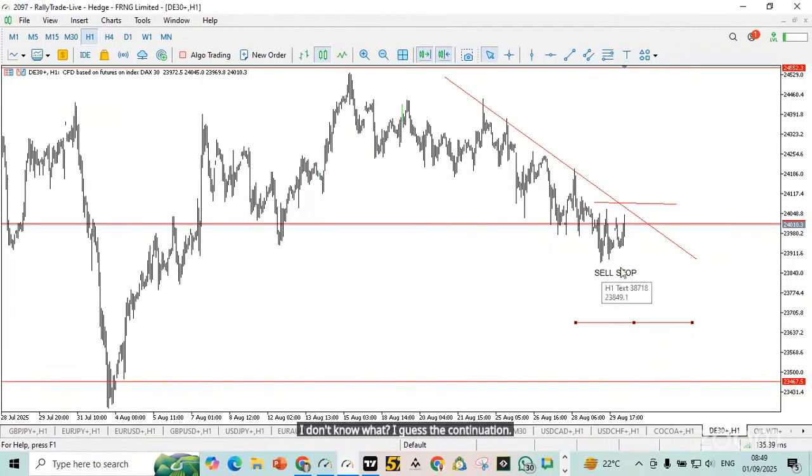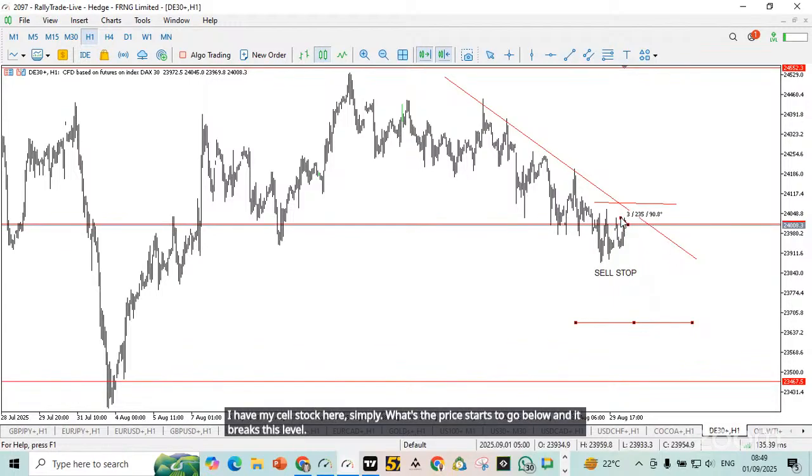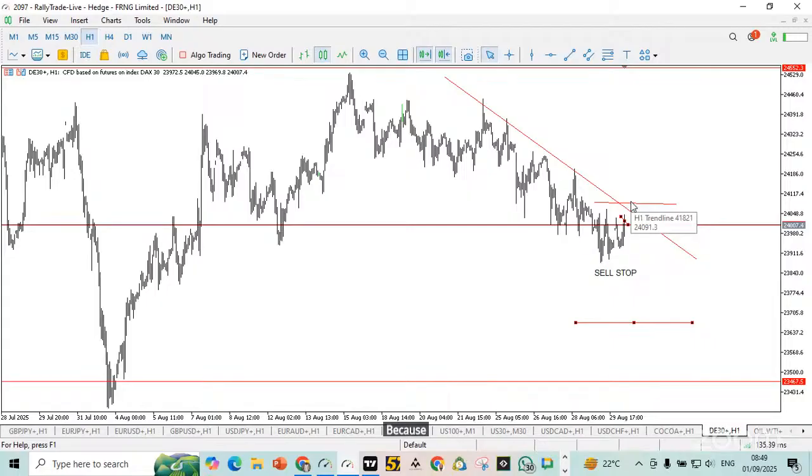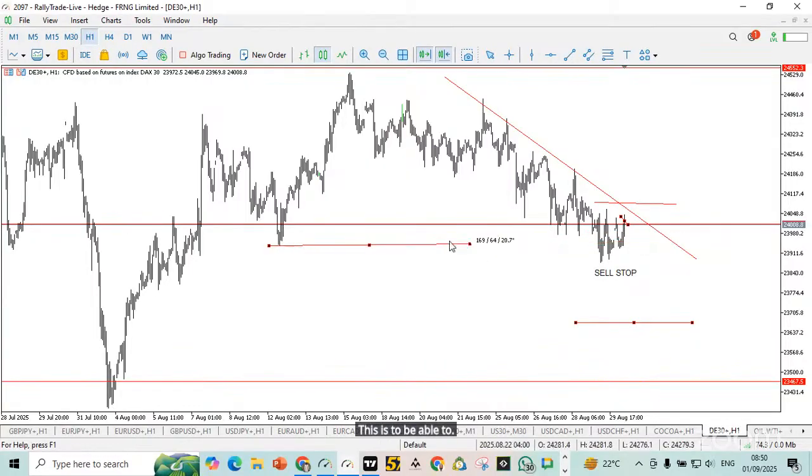I have my sell stop here. Simply once the price starts to go below and breaks this level, I'm looking for a sell, because we can currently see a downtrend that is taking out levels already. So those are what I'll be looking for.